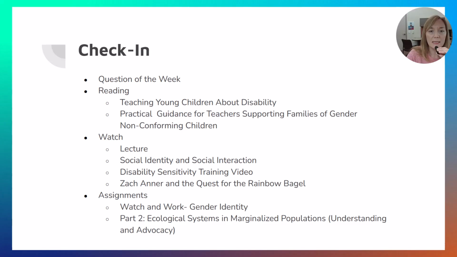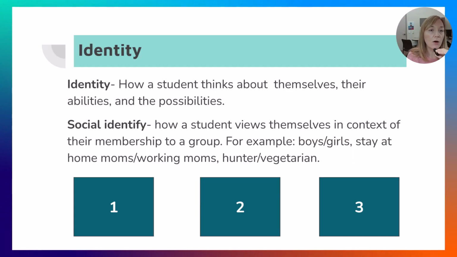We have just one slide on identity. Identity is how someone thinks of themselves, right? Their abilities, their possibilities, how they see themselves in the world, their capabilities. Now, we have a regular identity of how we see ourselves, and we also have a social identity. And that's how we see ourselves within the context of the community or within a group.